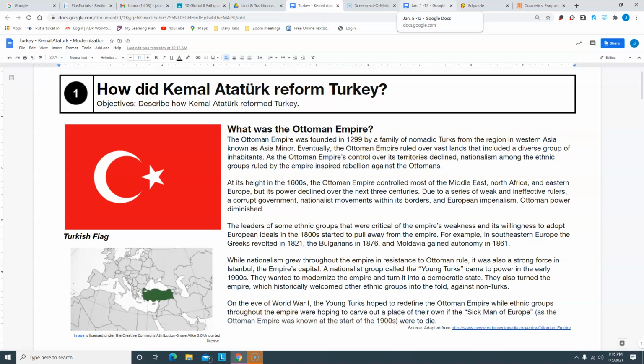On the eve of World War I, the Young Turks hoped to redefine the Ottoman Empire, while ethnic groups throughout the empire were hoping to carve out a place of their own if the, quote, sick man of Europe, end quote, as the Ottoman Empire was known at the start of the 1900s, were to die.